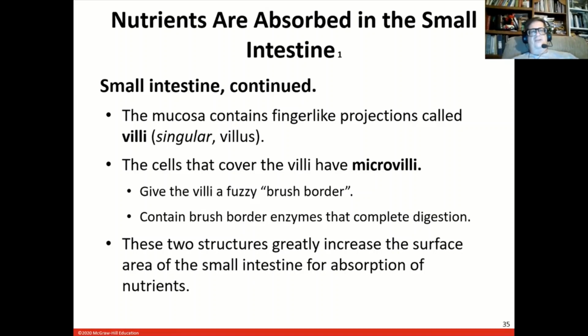If you want, ask me about the extreme circular folds that we see in sharks. We call that a spiral valve in the intestine. It's insane, it's weird, it's awesome.